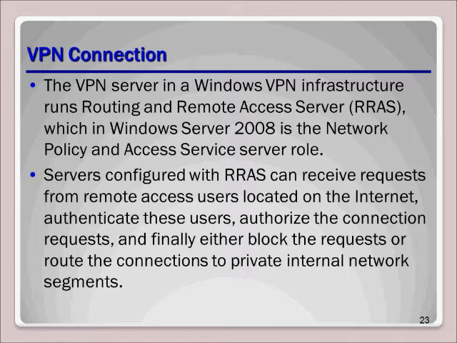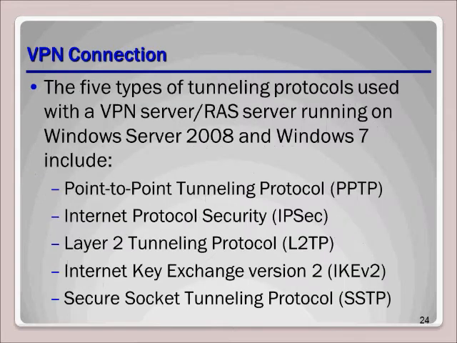The VPN server in a Windows VPN infrastructure runs Routing and Remote Access Server, or RRAS, which in Windows Server 2008 is the Network Policy and Access Service server role. Servers configured with RRAS can receive requests from remote access users located on the internet, authenticate these users, authorize the connection request, and finally either block the request or route the connections to private internal network segments.